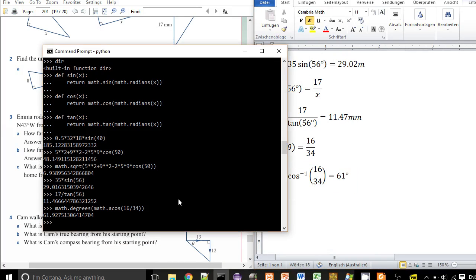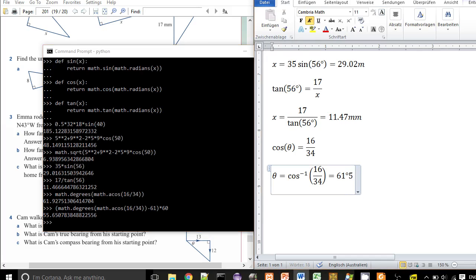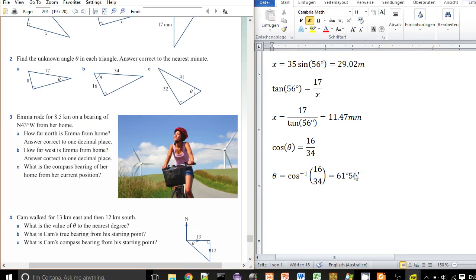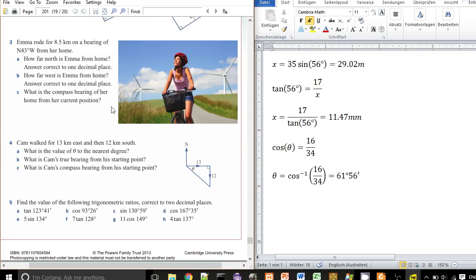And let me figure out how many minutes. So that number. Just give me 1 second. Okay, so that's 61 degrees, 56 minutes. Double check on your calculator that that should be the answer, because I've rounded it up. Alright, let's just move on.